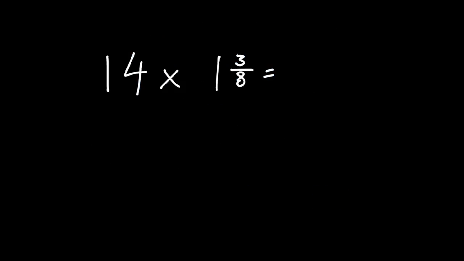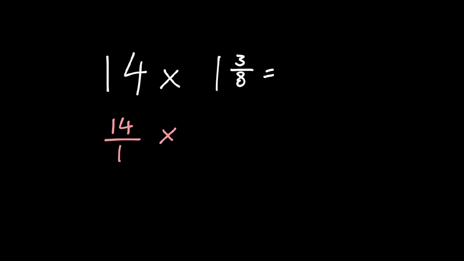Multiplying whole numbers by mixed fractions looks incredibly challenging, and it puts a lot of people off even attempting these problems. So let's look at how you actually tackle them. First of all, I'm going to look at 14. I'm going to turn that into a fraction. It's 14 whole units. So what I'm going to do is rewrite this as 14 over 1.